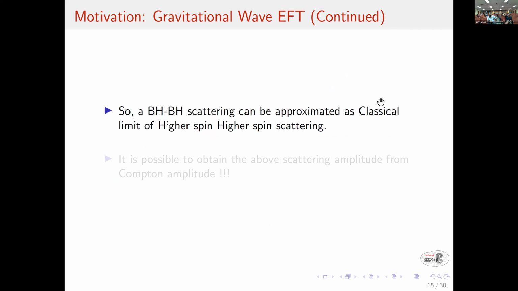Okay. So the point is that people are saying that this black hole scattering can be approximated as the classical limit of some high spin scattering. The only information you then have to put in is: what is the 3-point function of the black hole? What is the structure of the 3-point function? That's an open question. We'll come back to it. But once you understand the 3-point function, then black hole scattering can be understood this way, by taking some sort of a classical limit.